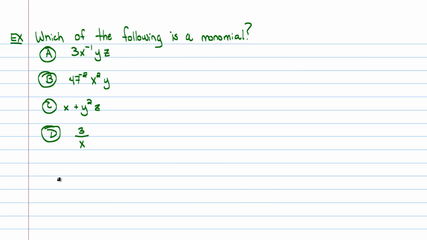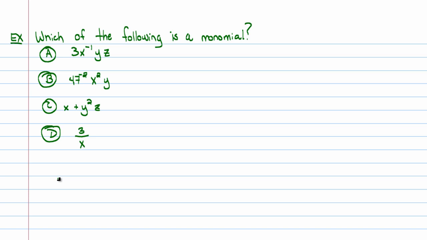So let's do a little exercise. Which of the following is a monomial? And more than one could be. The idea is that we could identify possibly that more than one could be a monomial. We'll find out if any of them actually are.